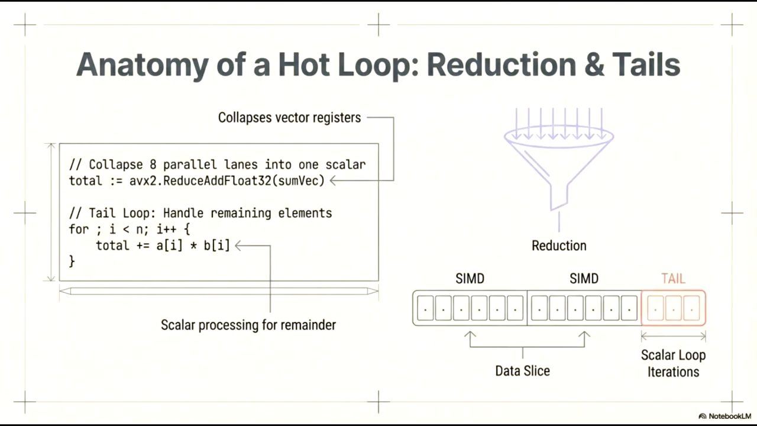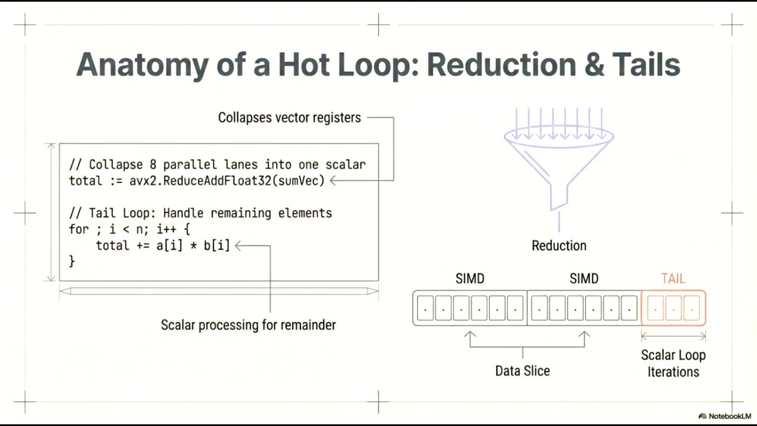When we examine the anatomy of a hot loop optimized for SIMD, two critical components emerge: reduction and tail handling. In the code snippet, we see a vector reduction operation that collapses multiple parallel lanes into a single scalar total. This is represented by the funnel diagram, which illustrates how values from a vector register are aggregated into one result.